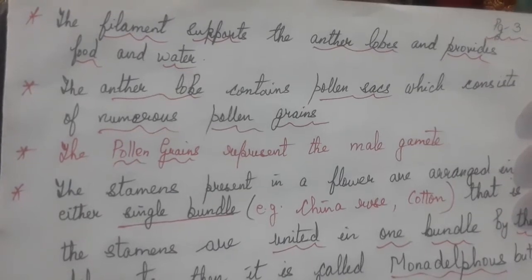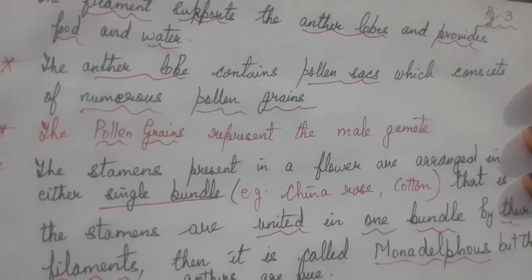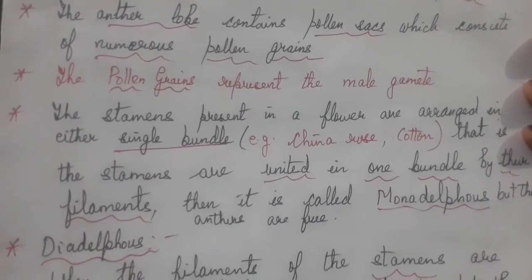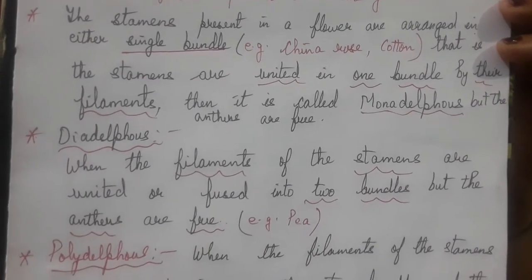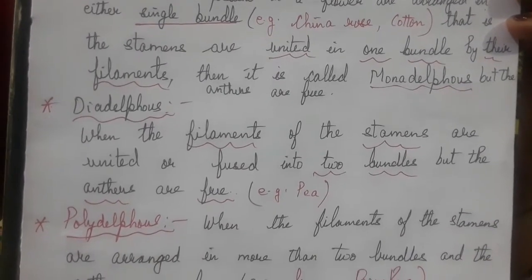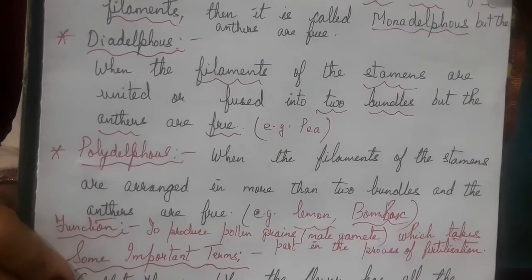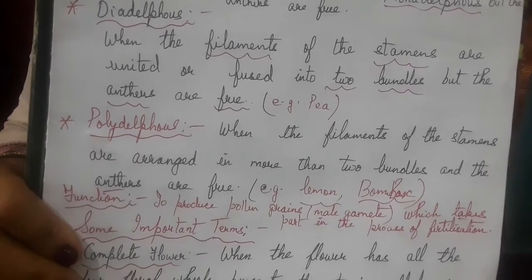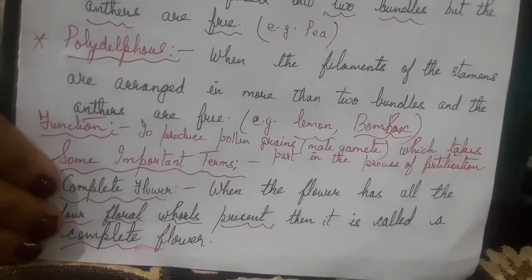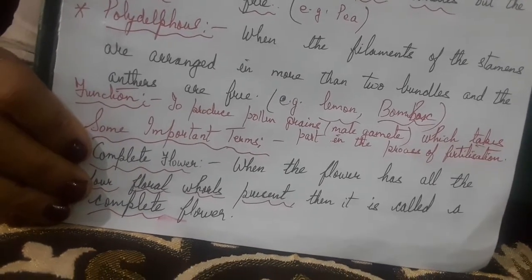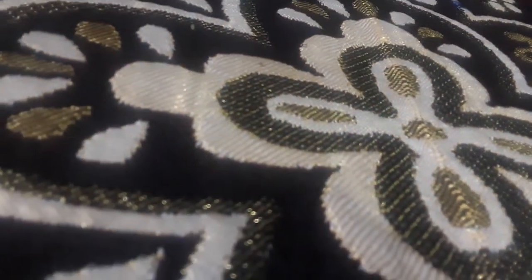If you are asked to describe, so these filaments may be present in one bundle and the anthers are free, then they are called monadelphous. If the filaments are arranged in two bundles, they are called diadelphous as in pea, and if they are arranged in more than two to three bundles, they are called polyadelphous. You find it in bombax and cotton. Diadelphous, you have the example of pea. Out of the 10 stamens, 9 are united and 1 is free. Monadelphous, only one bundle. All the filaments are arranged in one bundle as you find in the hibiscus flower.